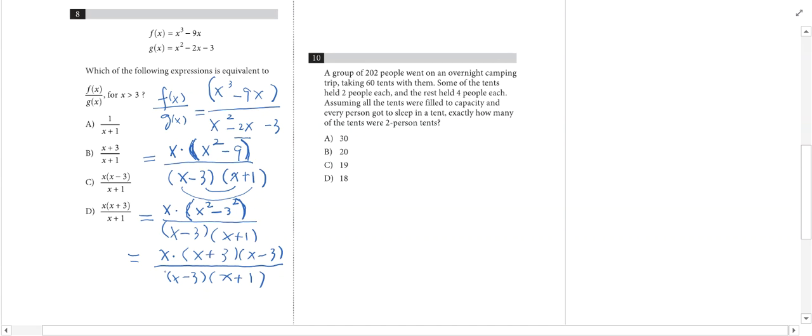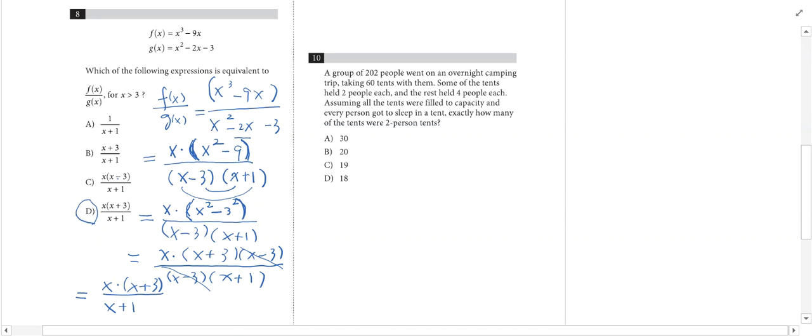So when you do this, you can see this one you can cancel, and simplify. So the final answer will be x times x plus 3 over x plus 1. Let's check which one is matched. x plus 3, okay, this one here is a match. So that's why D is the answer.